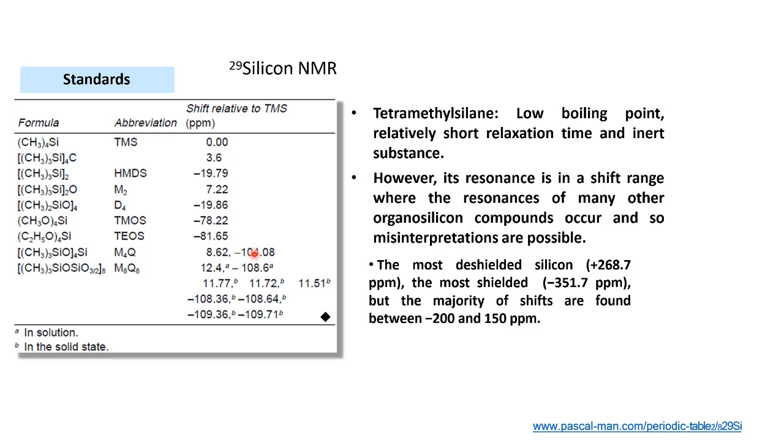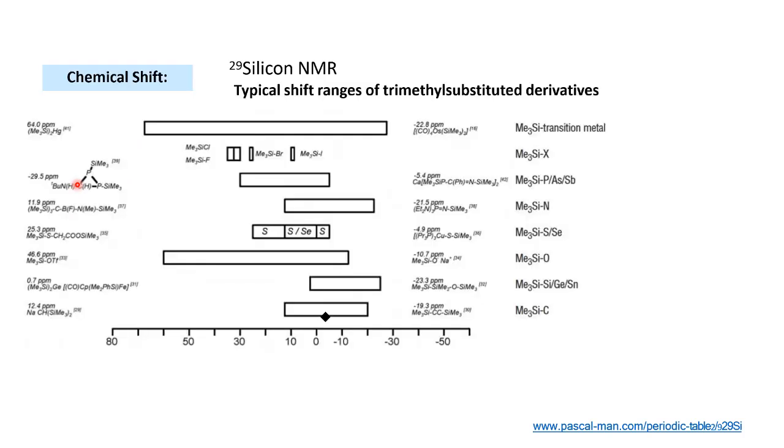These are some of the standard shifts for silicon. TMS, tetramethylsilane, is generally used, but sometimes we use a different standard, depending upon the application and the sample. For silicon, these are the ranges of chemical shifts for different groups, for the electronegative compounds.